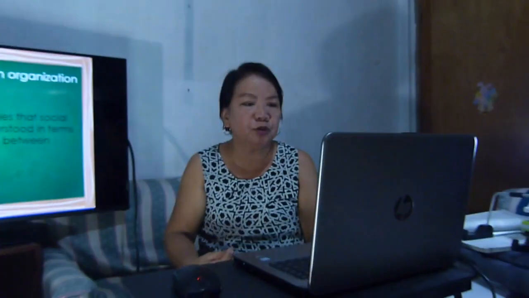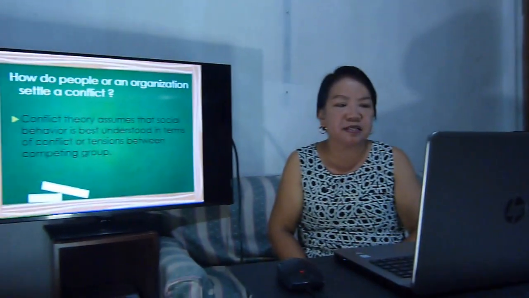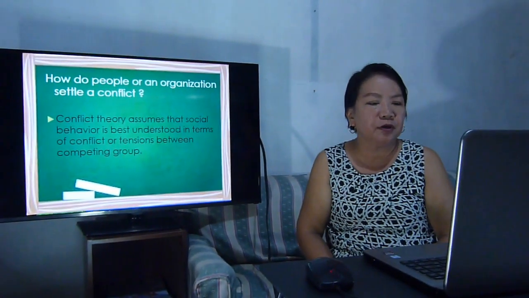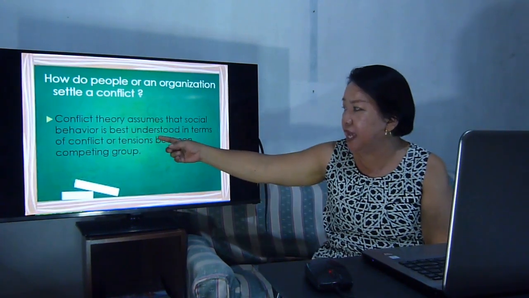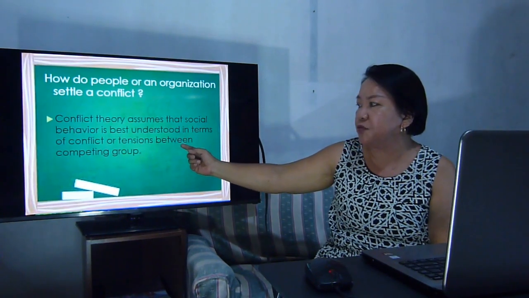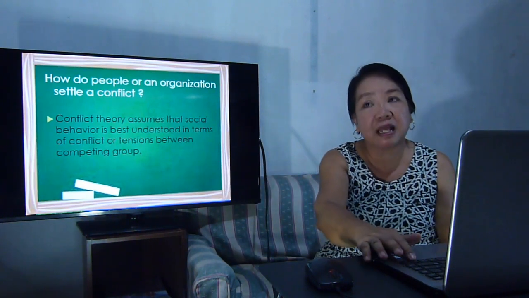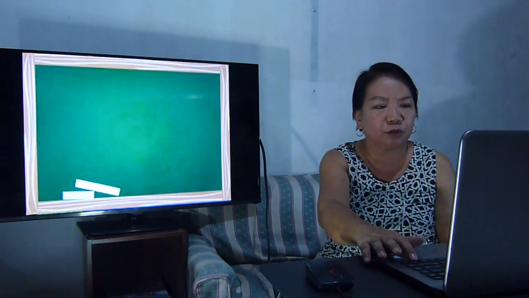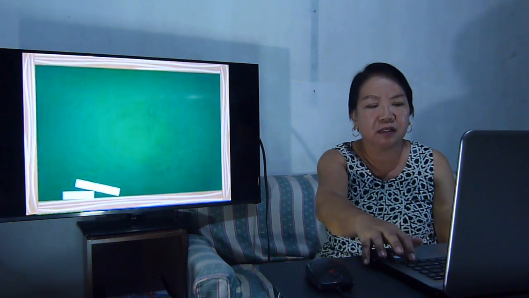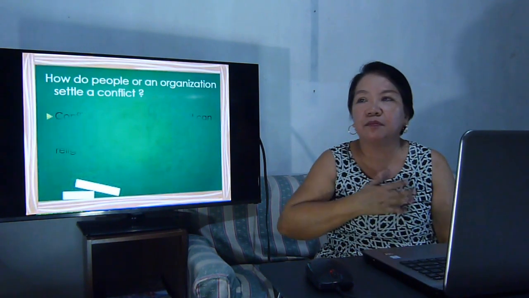Now, dumaan tayo dun sa conflict, sabi natin. How do people or an organization settle a conflict? Conflict theory assumes that social behavior is best understood in terms of conflict or tensions between the competing groups. Mas lalong naiintindihan pagka nagkakaroon ng conflict, lalo na pag overt, no? Hindi lang nakatago ang masamang loob. Okay.